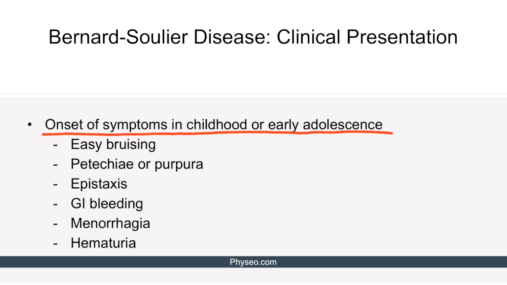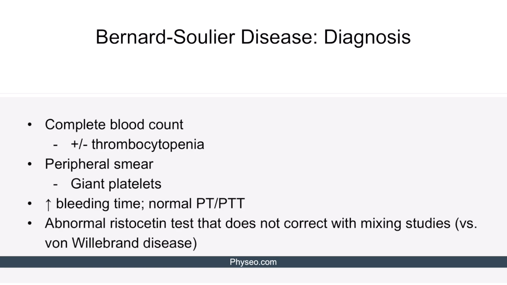These patients have easy bruising and petechiae or purpura on their skin. In addition to subcutaneous bleeding, they might also have epistaxis, GI bleeding, menorrhagia, or hematuria. Let's move to the diagnosis of Bernard-Soulier disease.